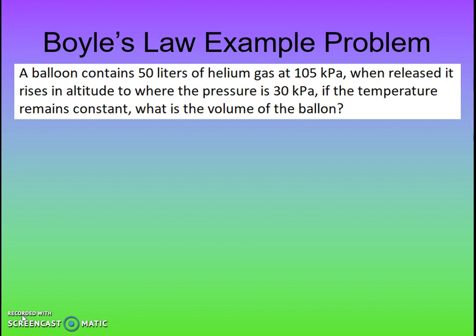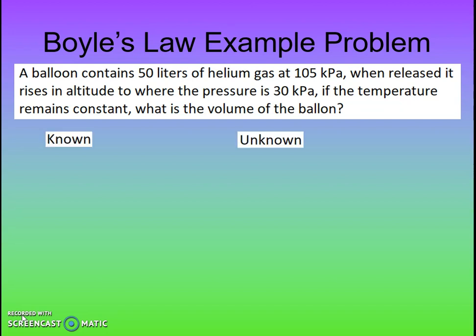If we have a balloon and it contains 50 liters of helium gas at 105 kPa, and we release it and it rises up in altitude and the pressure is only 30 kPa, the temperature again is going to remain constant. What is the volume of the balloon? So the only things that are changing here are our pressure and our volume. Let's list out what we know and what we don't know.